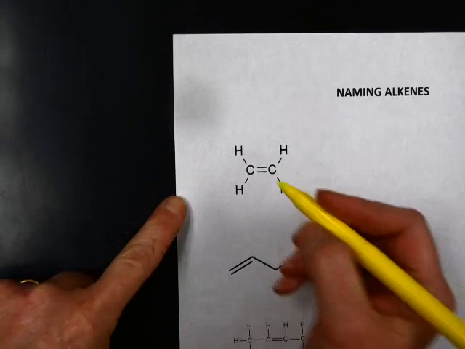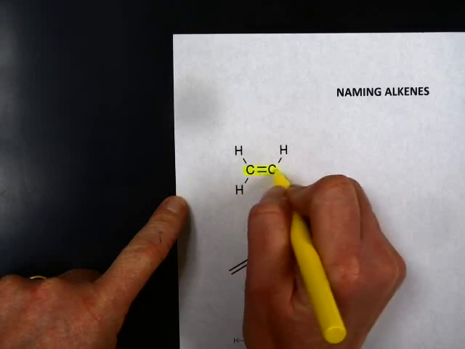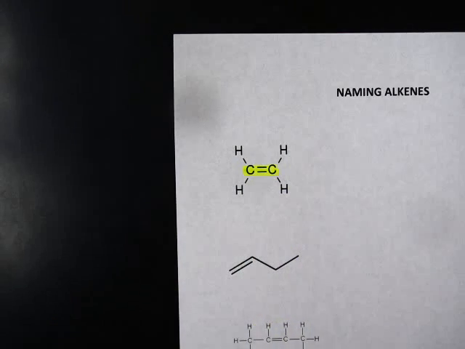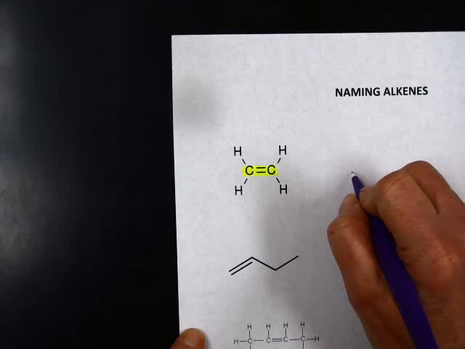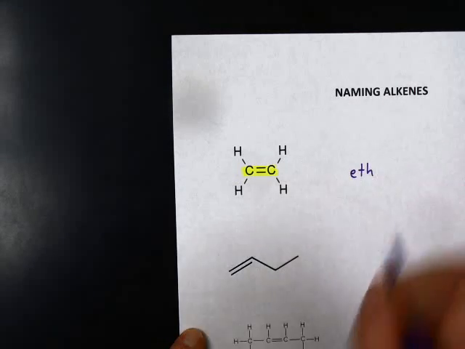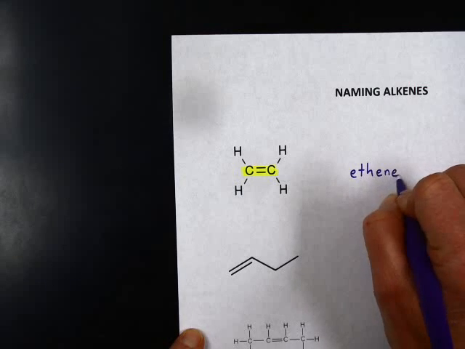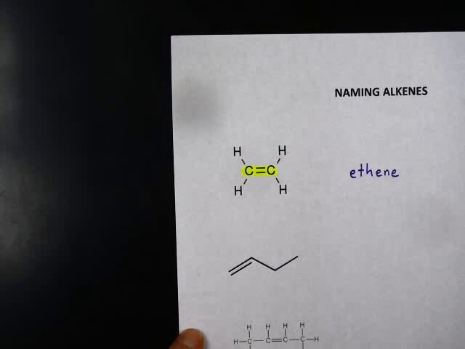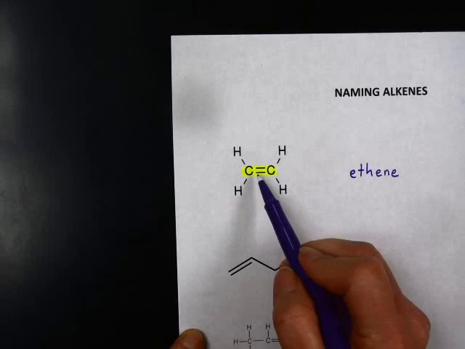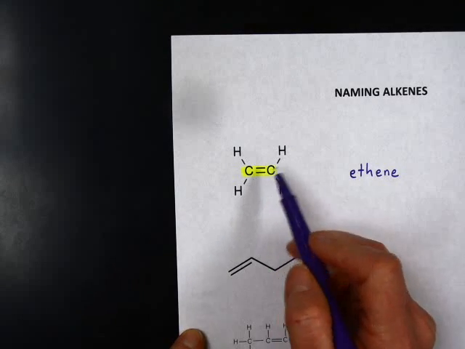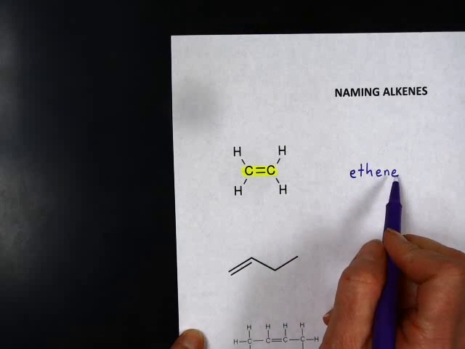This first example is very simple. There is only one chain. There are only two carbons. Two carbons, of course, has the root eth. There it is, eth for two carbons. The ending will be ene. Ane is if it's an alkane, but this is an alkene, a double bond, so the name will end in ene.